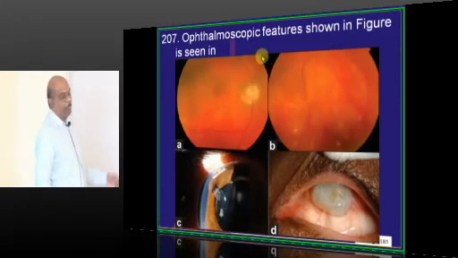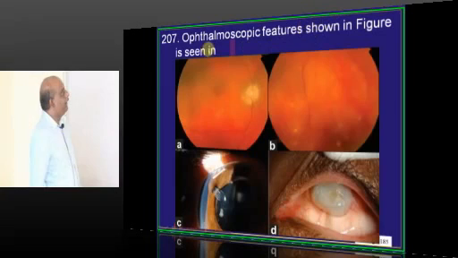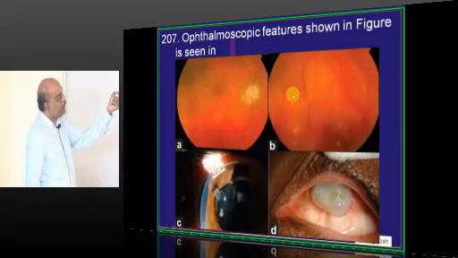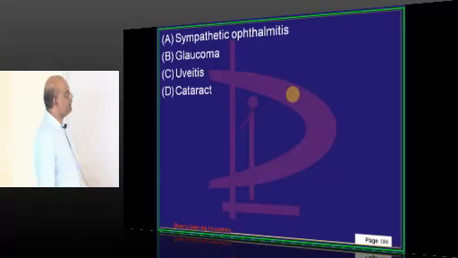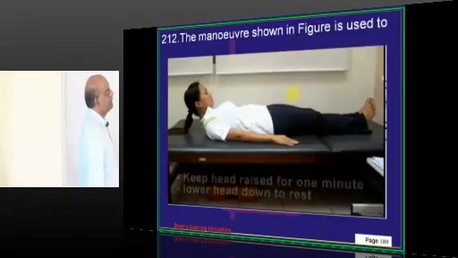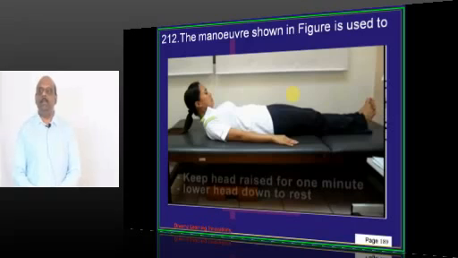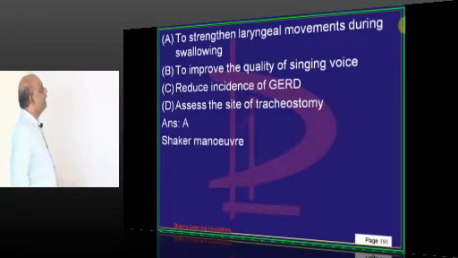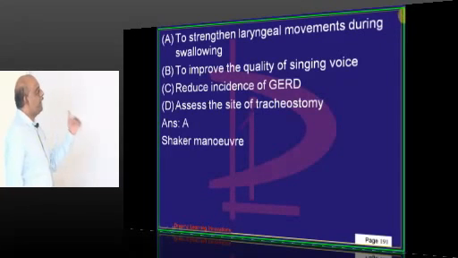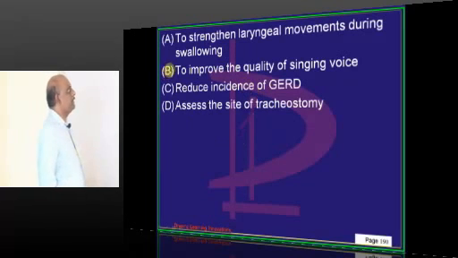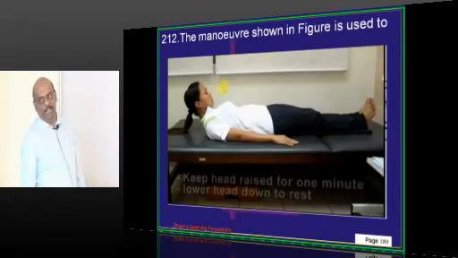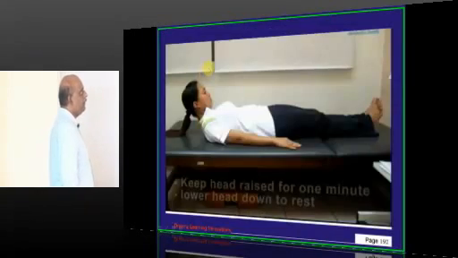Now the ophthalmoscopic appearance has been given. In the retina you are finding small nodular structures which are called Dalen-Fuchs nodules, which are a feature of sympathetic ophthalmitis. Now what is this maneuver, where the person raises the head, lifts the head and exercises? That is called Shaker's maneuver. It is to strengthen the laryngeal movements during swallowing. This typical exercise is advised, is what you need to remember.